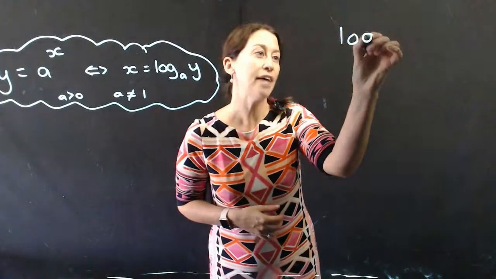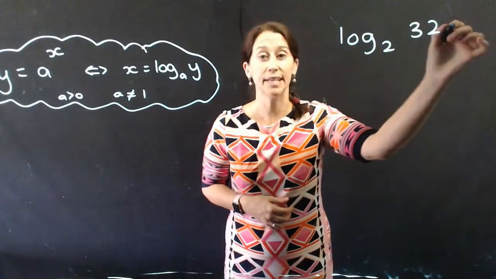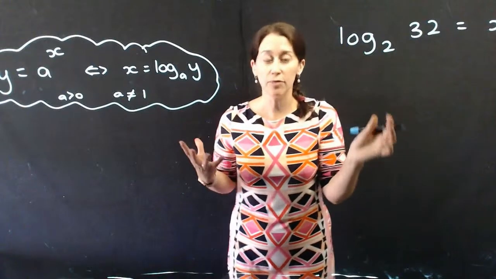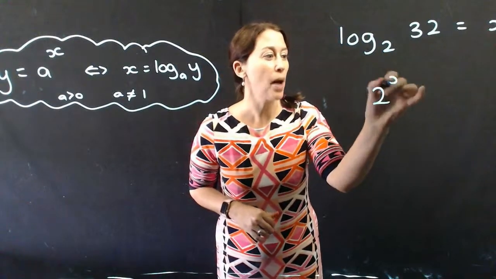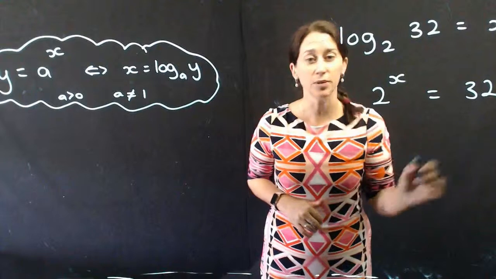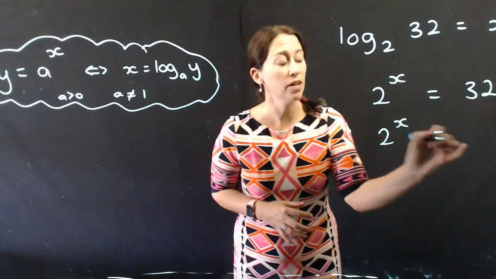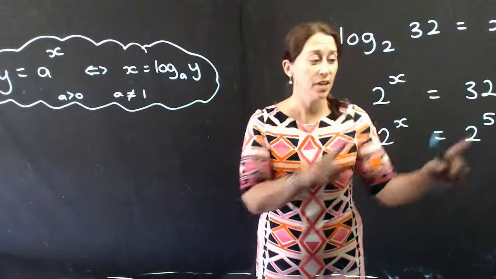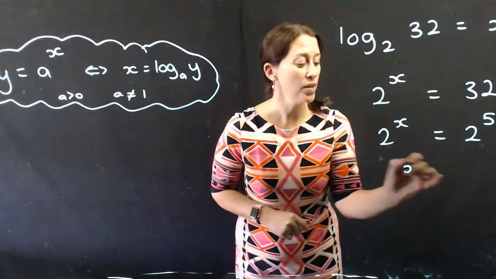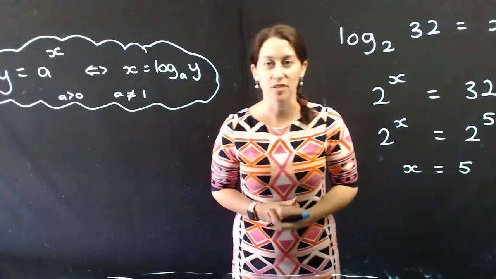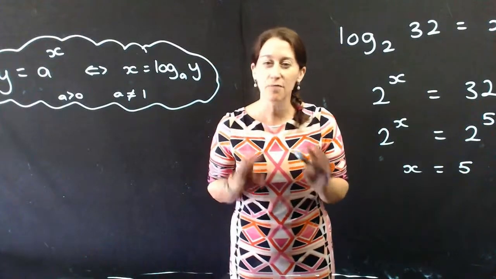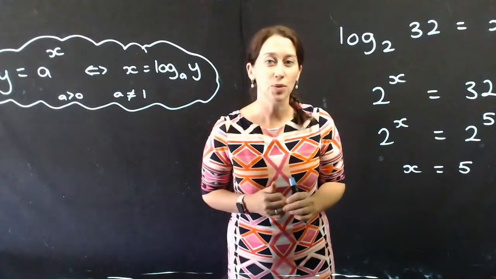Let's look at log to the base 2 of 32 and let's evaluate that. Well, let's rewrite it where we write 2 to the power x equals 32. Again, you should be able to recognize that 32 is a base of 2. We can write 32 as 2 to the power 5. Now that the bases are the same, we can equate and say x must be equal to 5. Now that's a very simple introduction to logs.